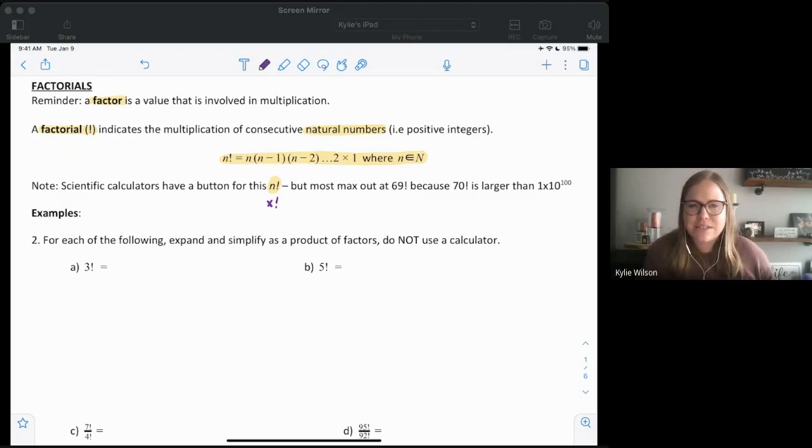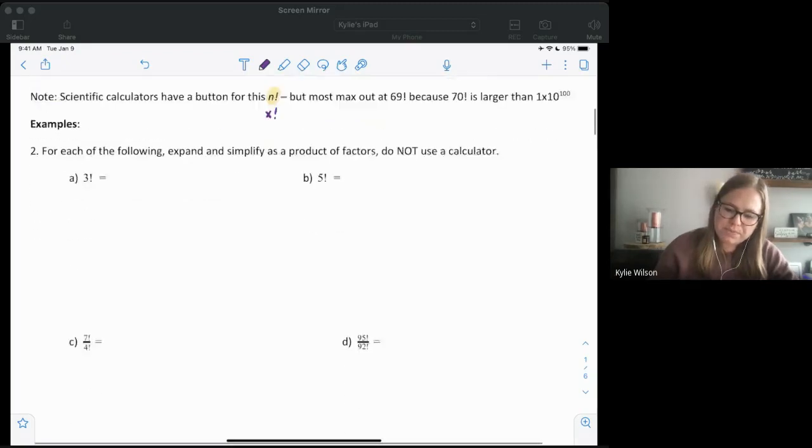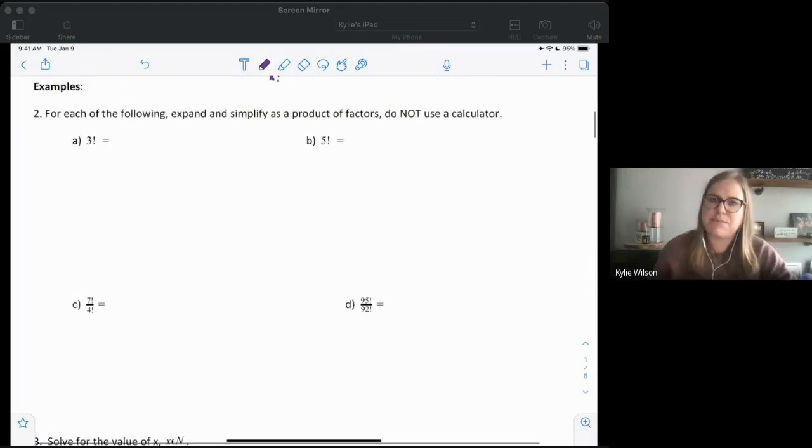Because of that, we do have to work on how to simplify these things if our calculator is unable to give us all of the values. I find the easiest way to understand these factorials is through some examples, so that's exactly what we'll do. For each of the following, we want to expand and simplify as a product of factors, and we don't want to use a calculator. So we want to first practice.